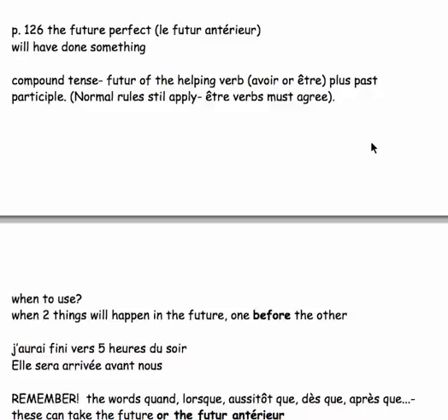So what are we doing? We're taking the future form of your helping verb of avoir or être and the past participle. Just like any other passé composé or any other compound tense, if it's an être verb, it's still an être verb. They still need to agree in number and gender.